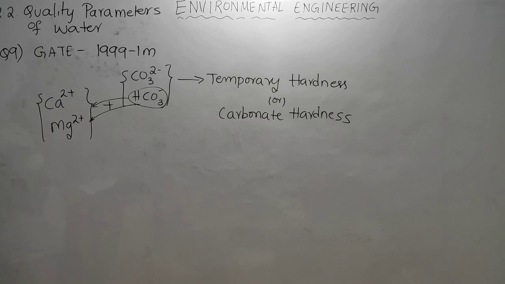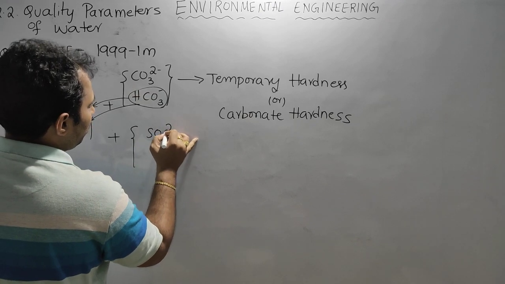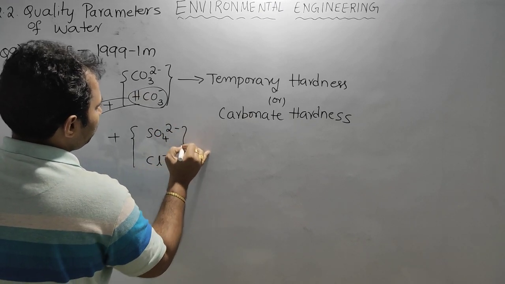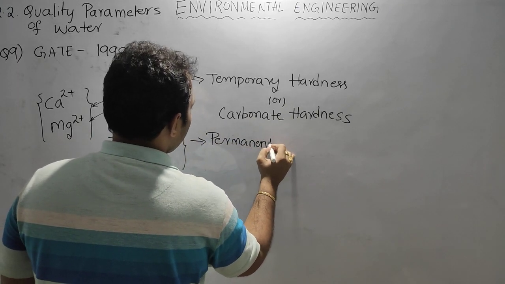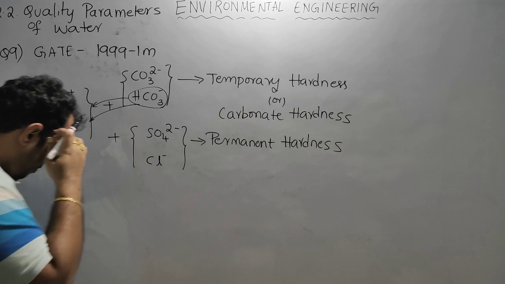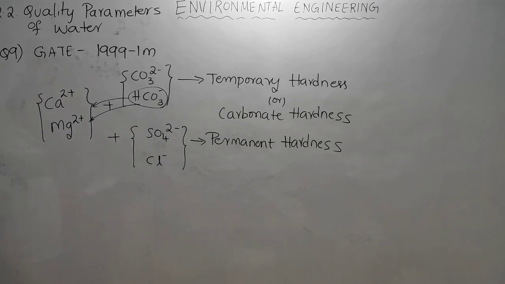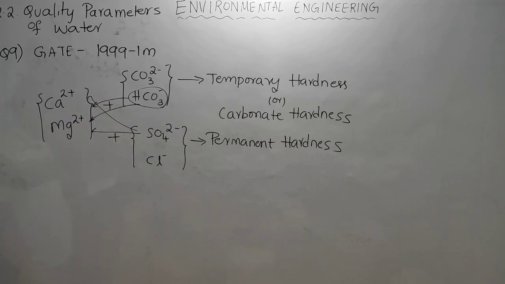Second option is sulfates of calcium and magnesium. Generally, sulfates and chlorides, they form permanent hardness. So the sulfates of calcium and magnesium cause permanent hardness, not temporary. And even chlorides are also the same. Nitrates do not cause any hardness. So the option A is the right answer. So 9th question, option A is the right answer.